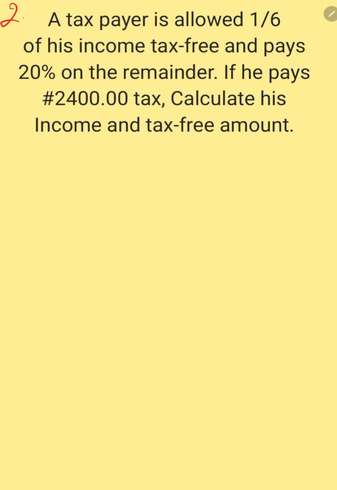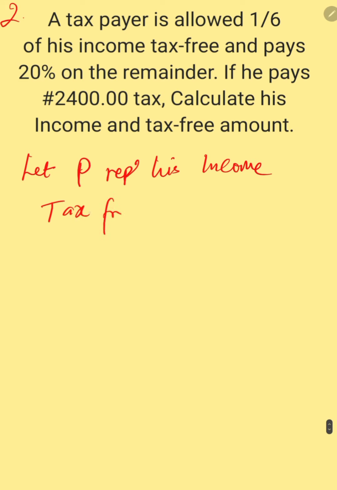Now to solve this, we don't know the total amount he receives as income. So we can say let P represent his income. So P is now representing his income. Now, tax-free is the same as 1/6 of his income. So it will be 1/6 multiplied by P, which is the same as P over 6. This is tax-free. So what should be the remainder?